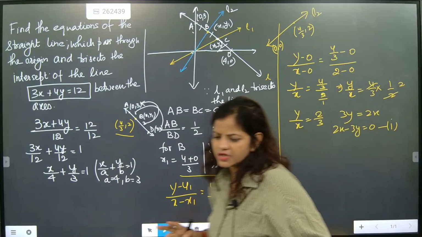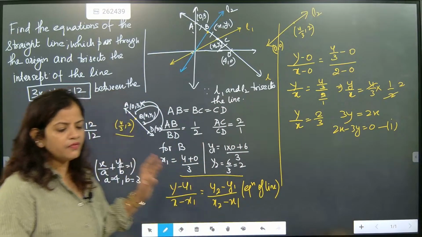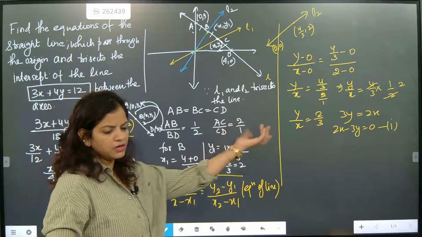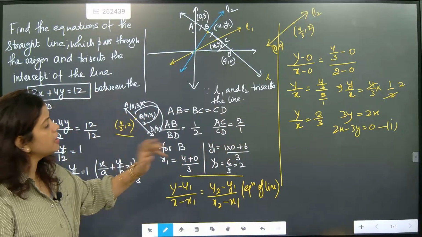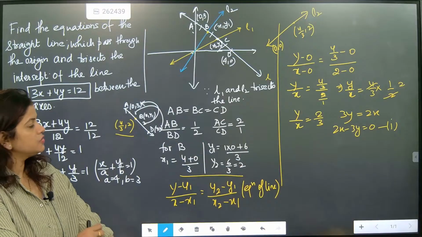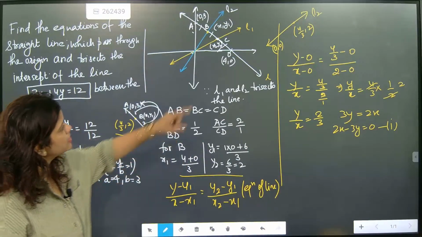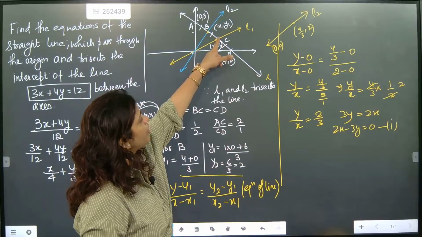We needed this equation only. So now look, this equation is becoming the first equation. This is the most important part. Now we will check for another equation, where we will go for point C.